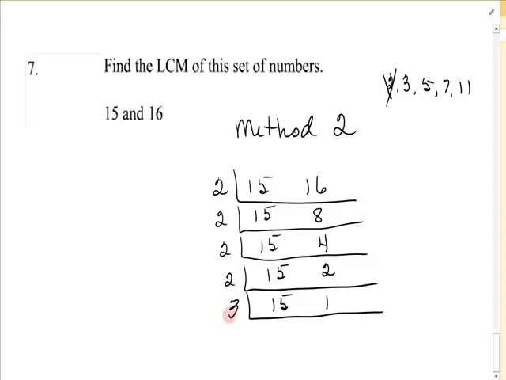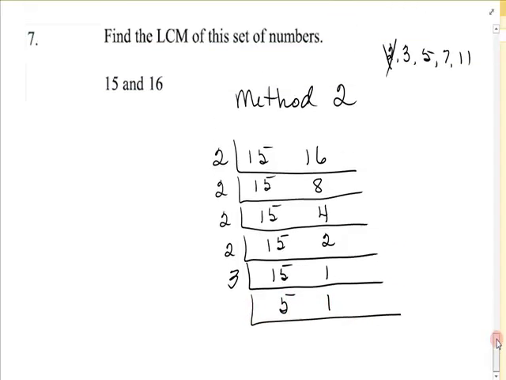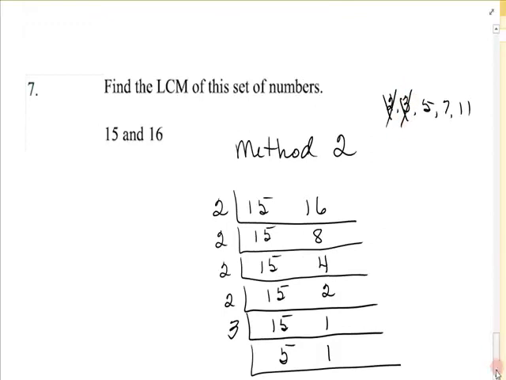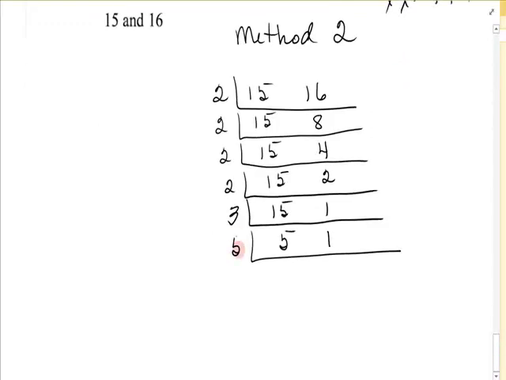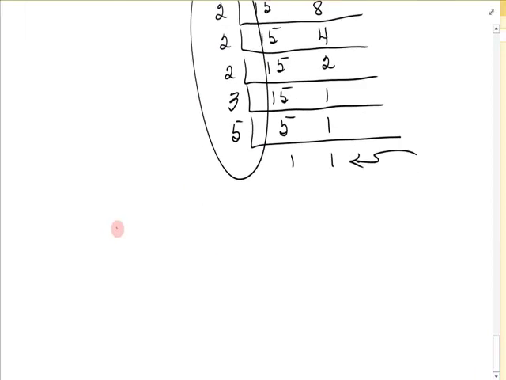Does 3 work? Yes. 3 goes into 15 5 times, and bring down the 1. 3 doesn't work anymore. Let's try 5. Of course, 5 goes into itself, and bring down the 1. We're done. This is going to represent my least common multiple. It's 2 times 2 times 2 times 2 times 3 times 5 is my least common multiple.